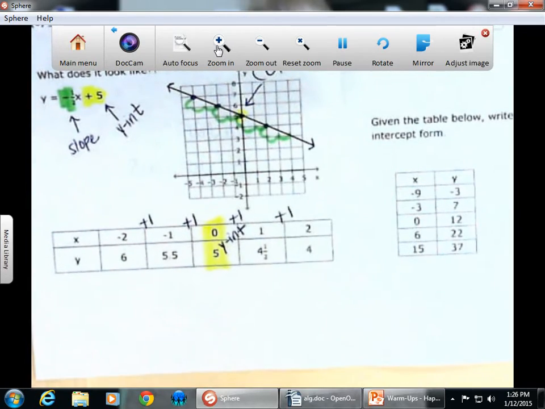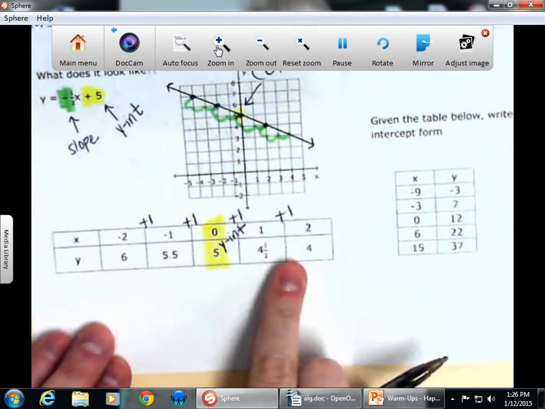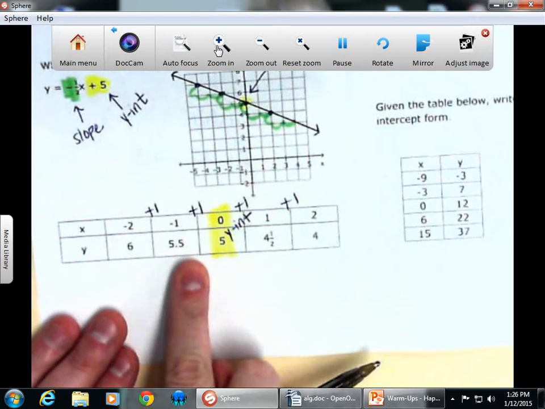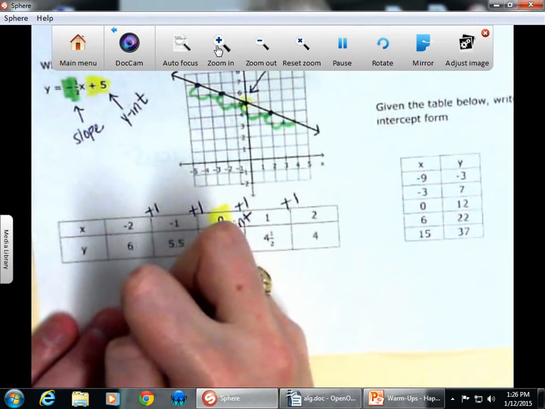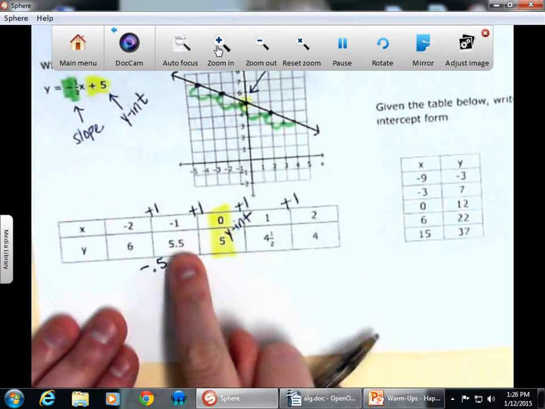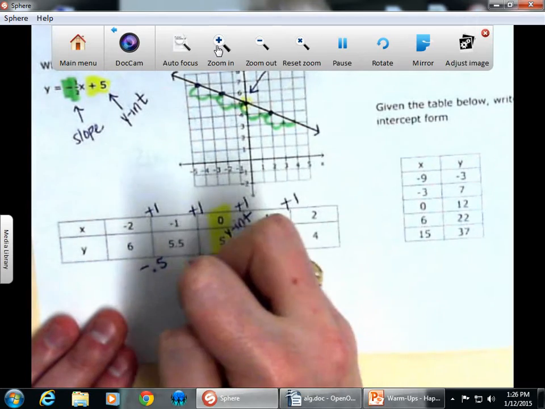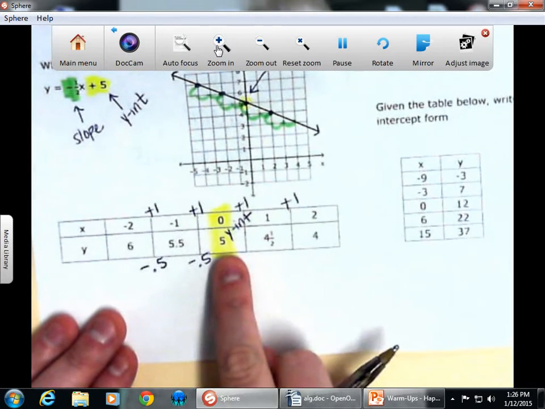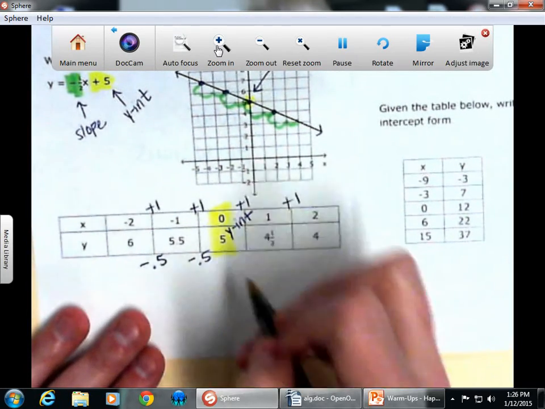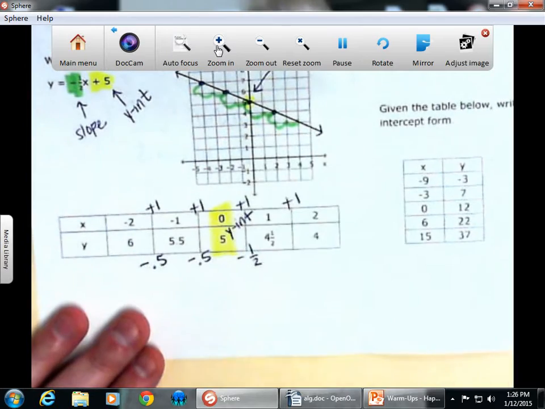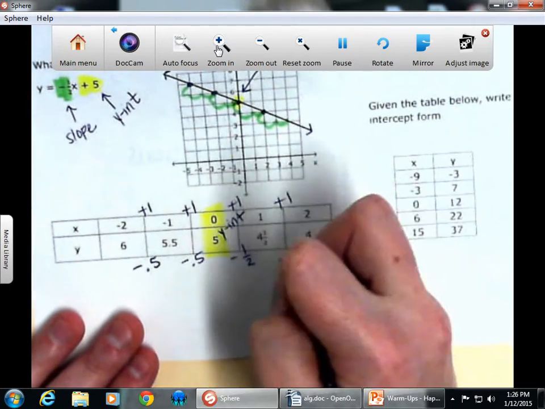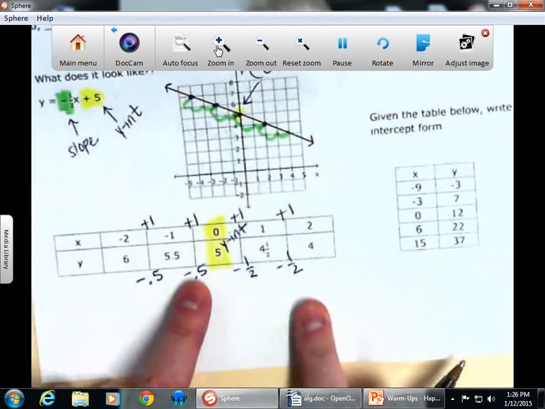Then my y values: 6 to 5.5 is minus 0.5. 5.5 to 5 is minus 0.5. 5 to 4.5 is minus 1/2. 4.5 to 4 is minus 1/2. Well, we know that negative 0.5 and negative 1/2 are the same thing.